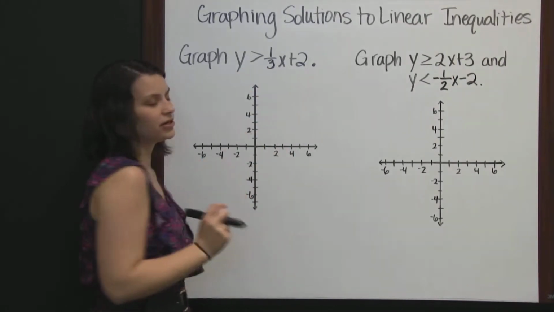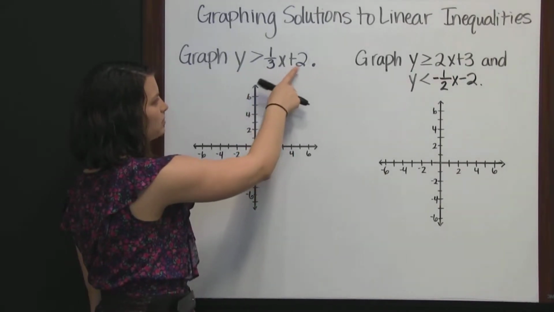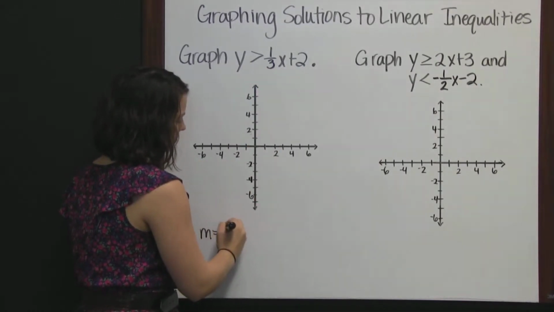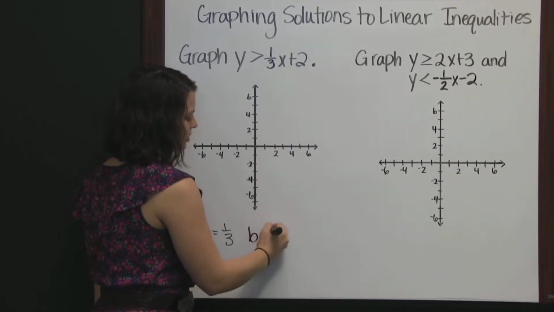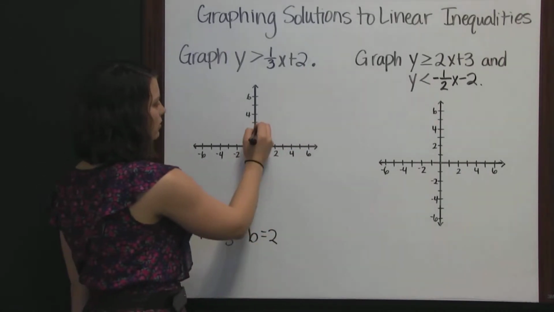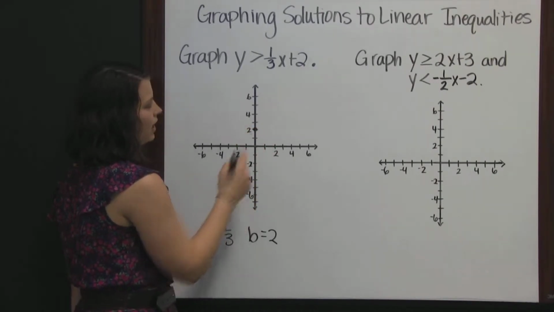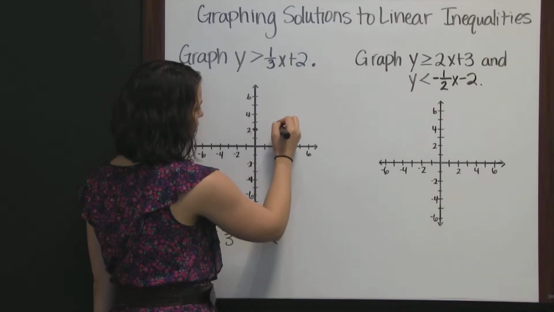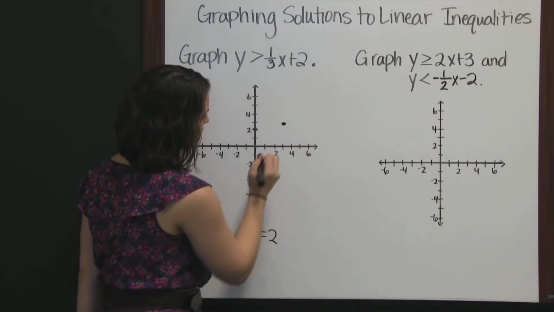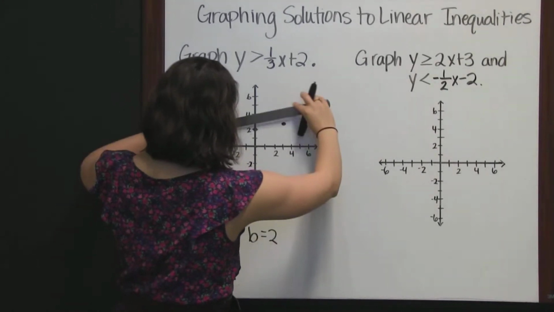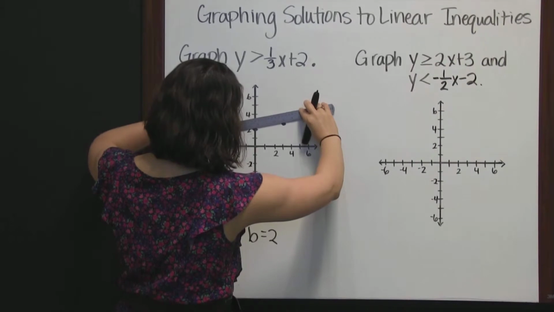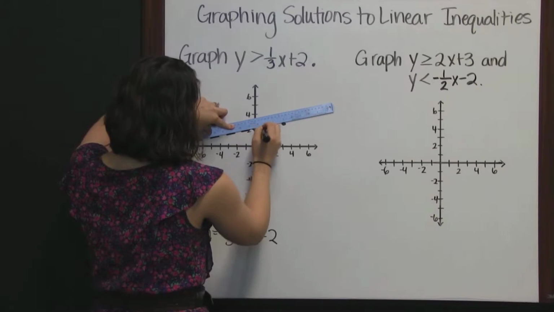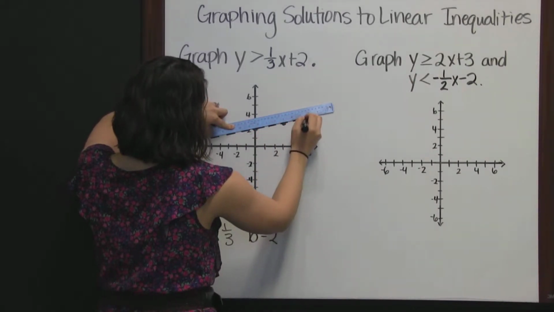This is in slope-intercept form. Y equals mx plus b. So our slope is 1/3, and our y-intercept is 2. So we're going to start with our y-intercept at 2, and then use our slope to find our next point. Rise 1, run 1, 2, 3. And then we'll draw our dashed line, connecting our 2 points.